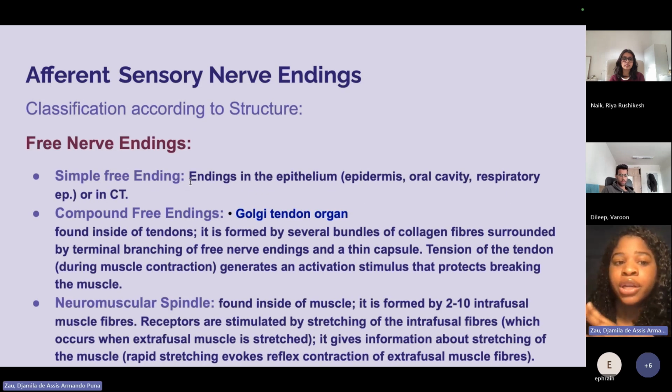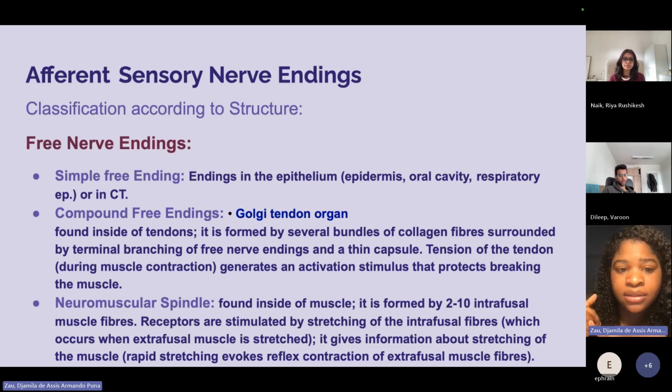Now, not every nerve ending is connected to those receptors. We can classify them according also to just their structure. We can have nerve endings like what we call simple free endings. So they end in the epithelium. They're in the epithelium and that's where they end. And these simple free endings we can find them in the epidermis, oral cavity, respiratory epithelium, etc.